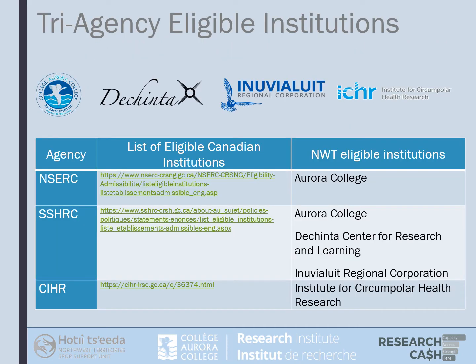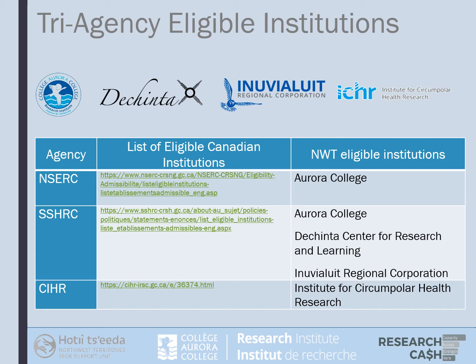In the NWT, there were 4 institutions at this time that are eligible to receive tri-agency funding. And they are Aurora College, the Dishenta Center for Research and Learning, the Inuvialuit Regional Corporation, and the Institute for Circumpolar Health Research. These institutions have gone through a rigorous eligibility process with the respective agencies, which included an application, completed financial management risk assessment. They have provided audited financial statements, institution research policy, strategic plan and research mandate, a mission statement, their latest annual reporting.